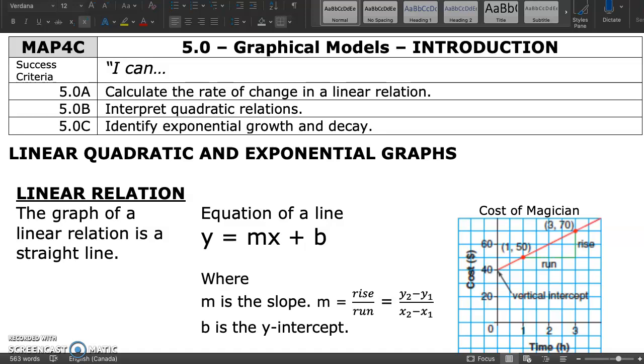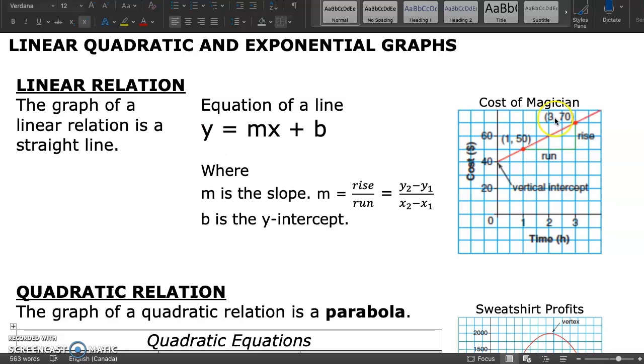MAP4C 5.0 graphical models. So we're going to learn different types of graphical models that we've seen in previous years. Linear relations. The graph of a linear relation is a straight line, and the equation is y is equal to mx plus b, where m represents the slope and b represents the y-intercept.